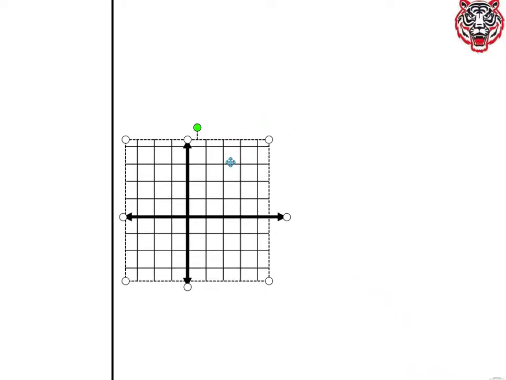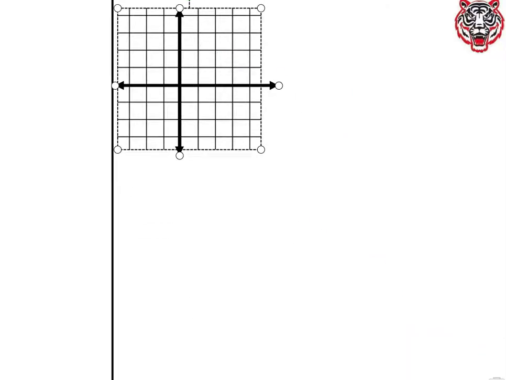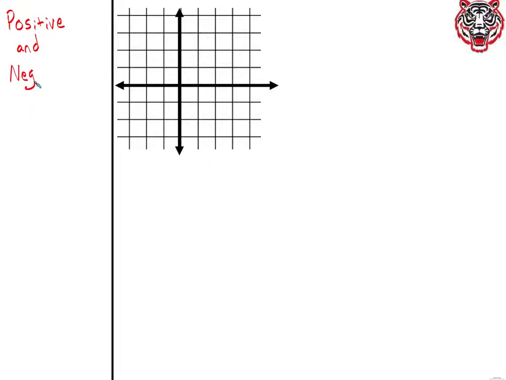Okay, so my next note is positive and negative values. All right, so obviously we need to label our x and y if we're talking about where x and y are positive. So y-axis again is the vertical, x-axis horizontal. Go ahead and make that guy to the best of your ability.